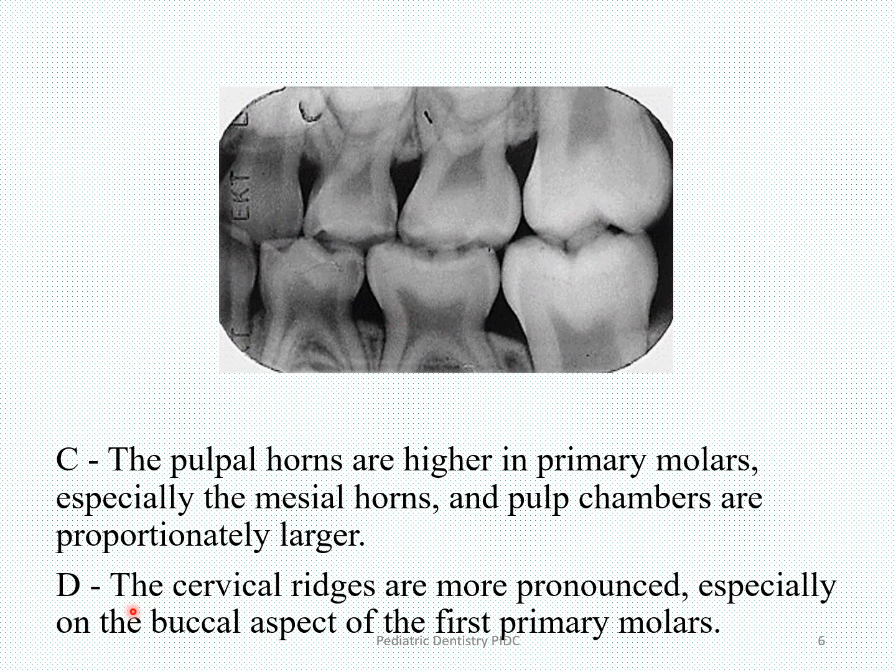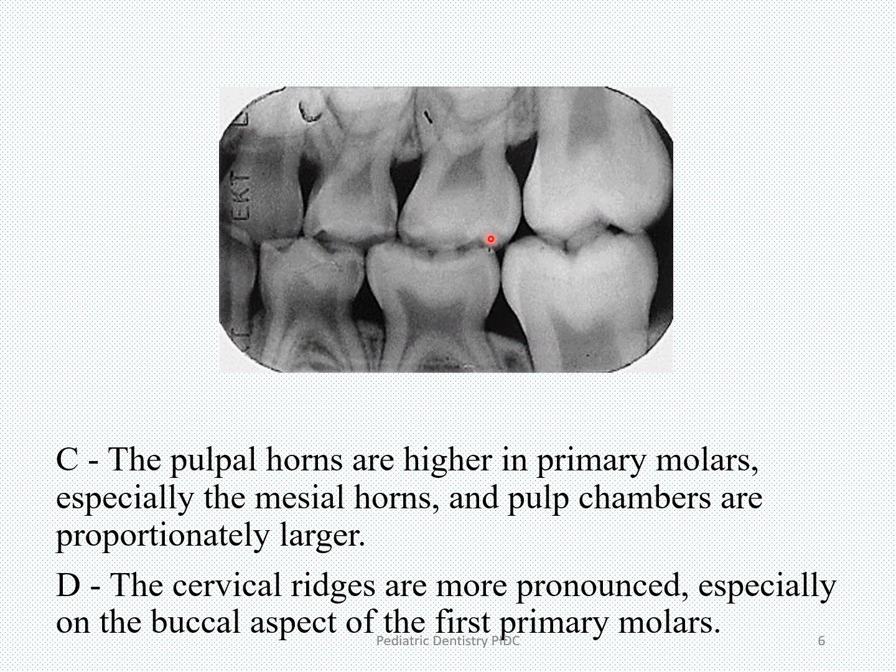The next point is the cervical ridges are more prominent, especially on the buccal side of the first primary molar. So if you see here, the cervical ridge here is on the buccal side. Okay, so it cannot be viewed in this bite wing, but if you see the cervical constriction here, it's quite abrupt. Okay, and you compare this cervical constriction, it's quite smooth. Okay, can you appreciate this part?